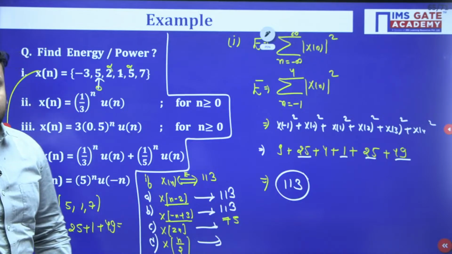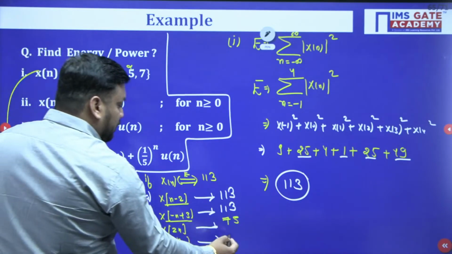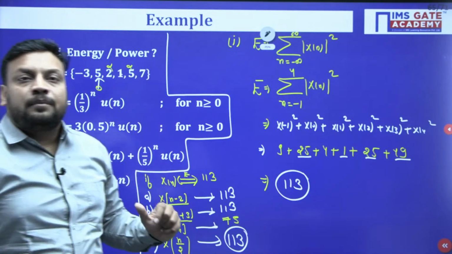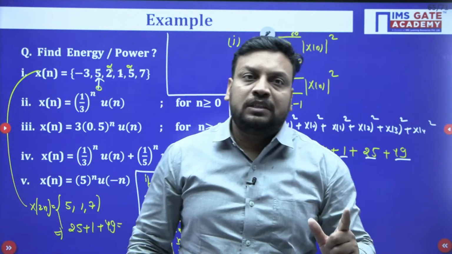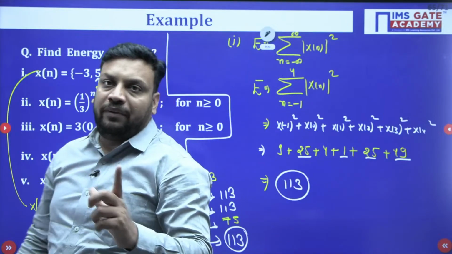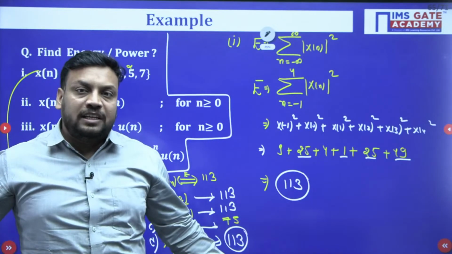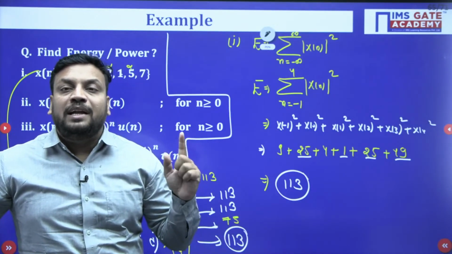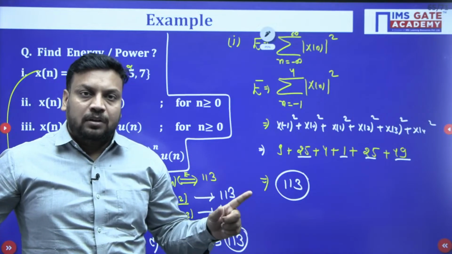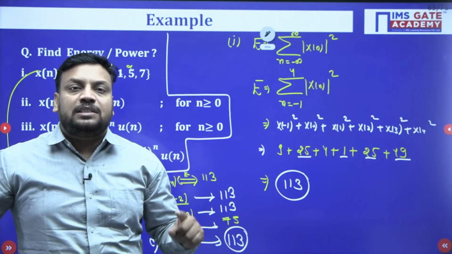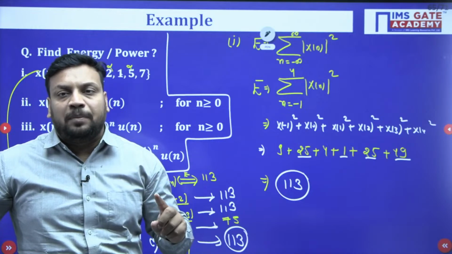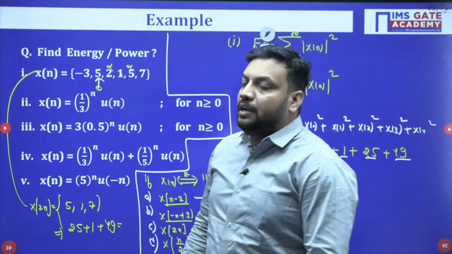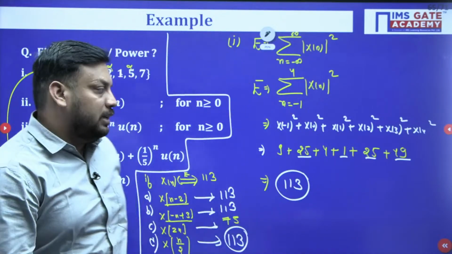Now what about the last energy, x of n by 2? x of n by 2 also has energy 113. Generally students think that time scaling always affects the energy, but in this case you have to observe carefully. In the discrete time domain, only decimation affects the energy. Discrete time energy is affected by only the decimation operation. Interpolation operation does not affect the energy.